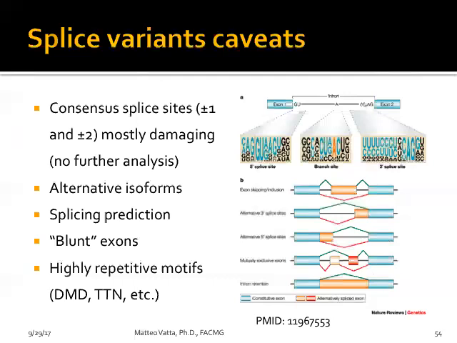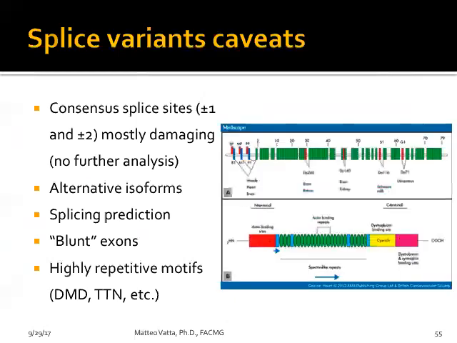The other thing is that there are a lot of genes, like both dystrophin and the titin gene, where there are a lot of repetitive elements. And there could be exons that are either so-called blunt, meaning they finish in frame, or they finish out of frame. So depending on where the splicing events occur, you can have either in-frame or out-of-frame events.